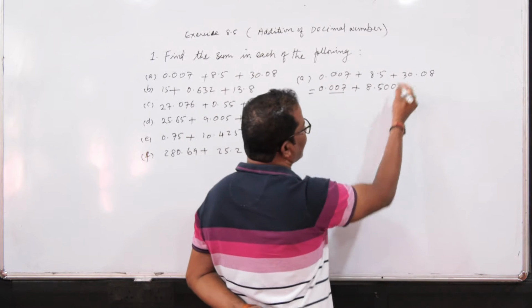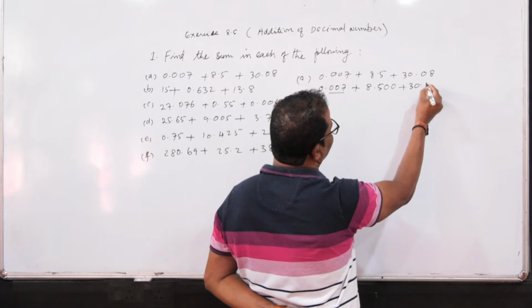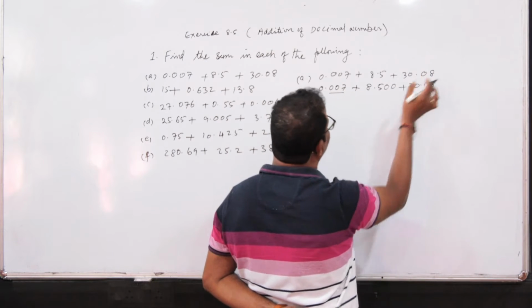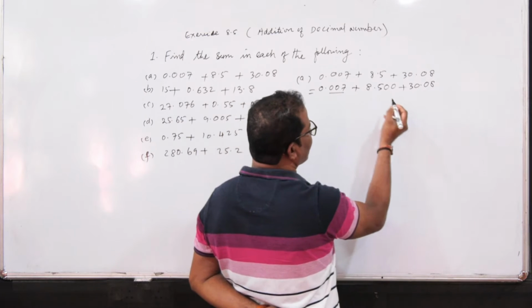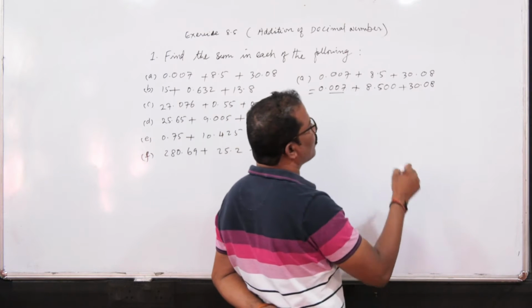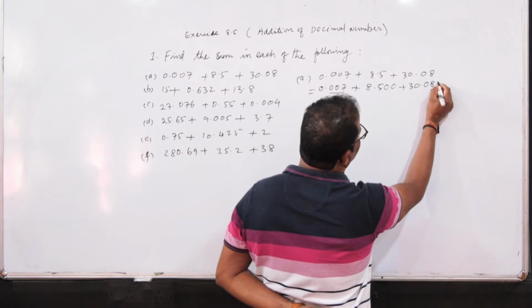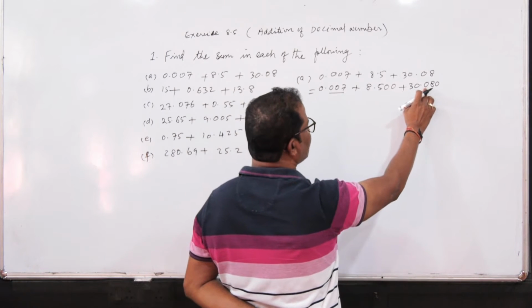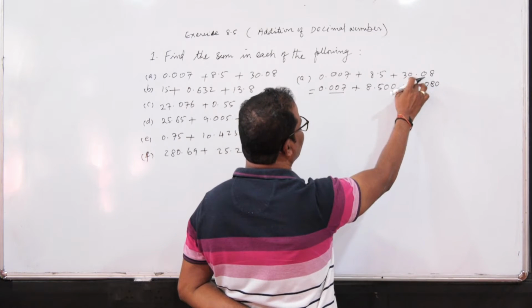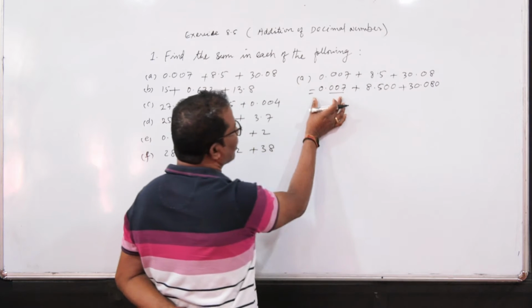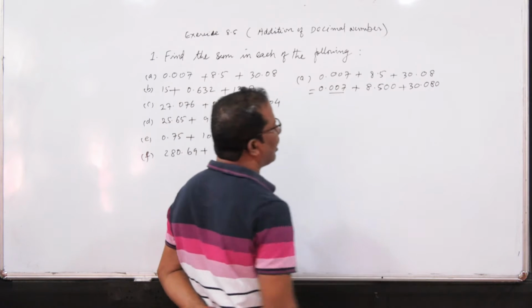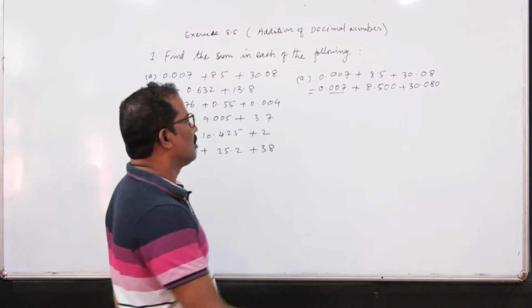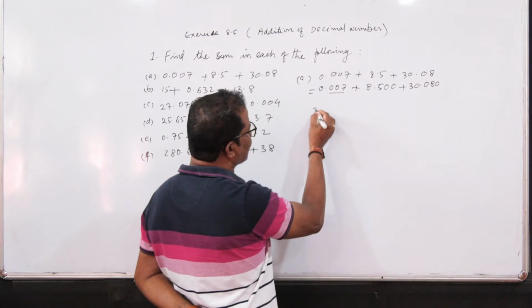Understand? In the same way here you can see 30.08. 2 places are there and the maximum is 3 places, so we have to put one more 0 in the last. So now it also becomes 30.080, which is equal to 30.08 only. Now all the given decimal numbers are like decimals. Now we can add these like decimals in this way.